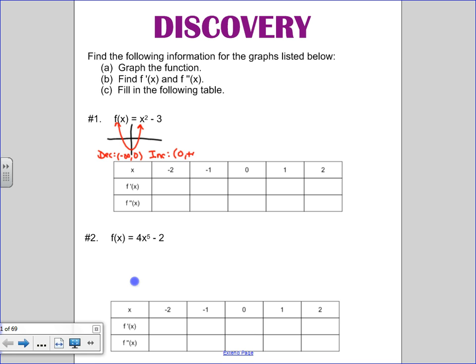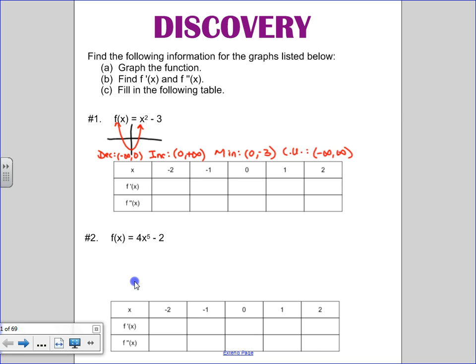Is there anything else you can tell me about how this graph is behaving? It's going to have a minimum at 0, negative 3. That's true. It's going to be concave up everywhere from negative infinity to positive infinity. Is the minimum relative or absolute, or doesn't it matter? Both. It's the very lowest, and it's also the lowest in its region. So the minimum was at 0, negative 3, and you said concave up from negative infinity to positive infinity. Anything else?